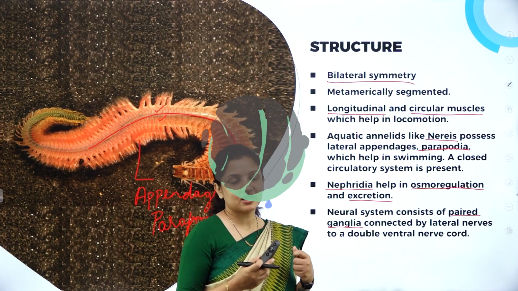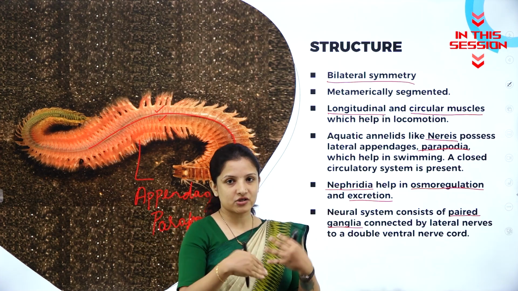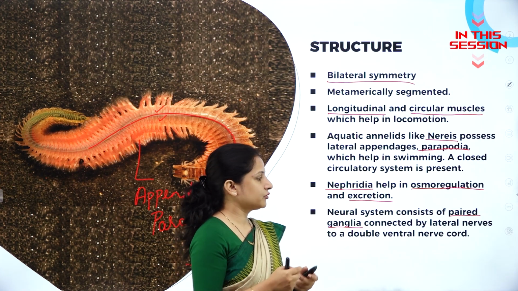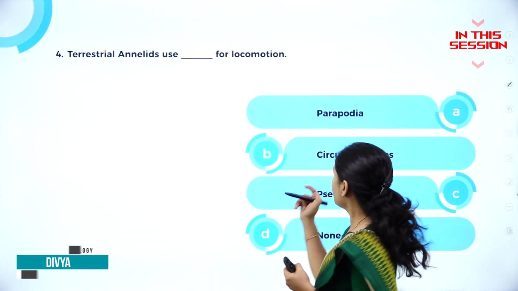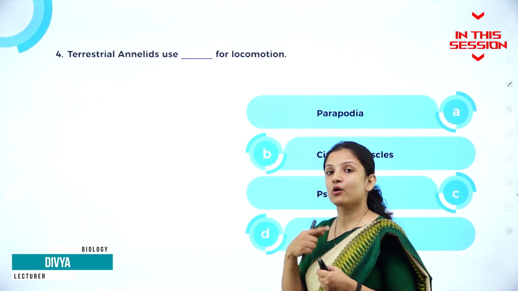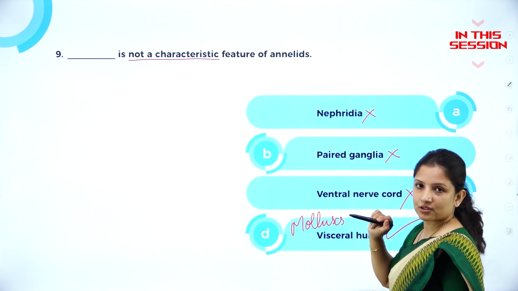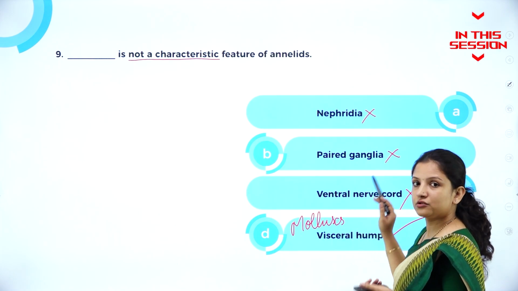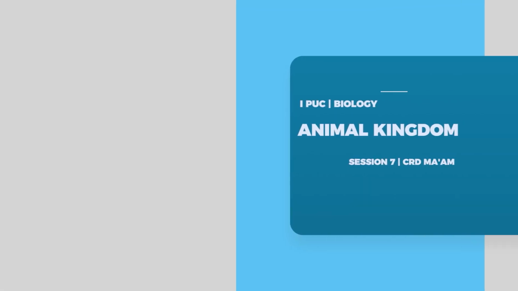Their nervous system is made up of paired ganglia, which are connected by a lot of lateral nerves from the side, and all these nerves finally end up in a double ventral nerve cord. Terrestrial annelids: don't mark it as parapodia, it will become wrong, because parapodia are present in aquatic annelids, not in terrestrial annelids. Dash is not a characteristic feature of annelids. So therefore, the answer here is visceral hump is not a characteristic feature, because all the other three are the characteristic feature.